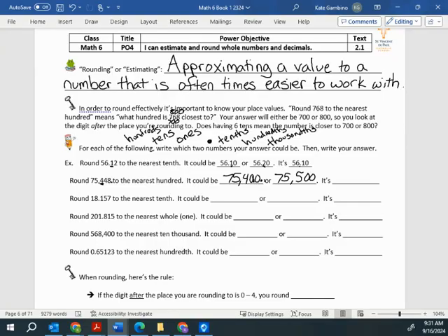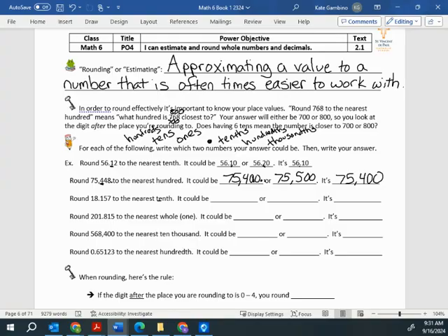Is it going to be 75,400 or 75,500? What do you think, Jack? 75,400. You are correct. Because after that hundreds place, the tenths place is a 4, it stays the same. So it's going to be 75,400. Let's look at our next one.